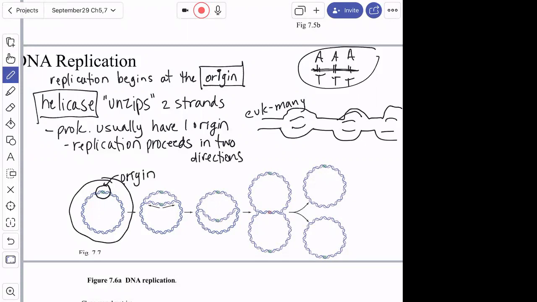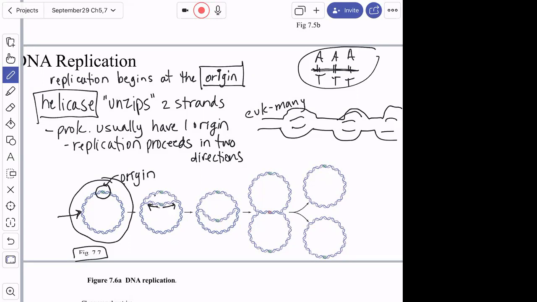So this picture is not my favorite. It's from your book, figure 7.7, because the color of the old strand is so close to the color of the new strand that it's easy to miss what's going on. So here's the original DNA. It's kind of a dark blue. And then we have the helicase pulling the 2 strands apart. That's happened here. And then replication, again, is going in both directions. We have 2 replication forks. We're going to look more at that in a minute.